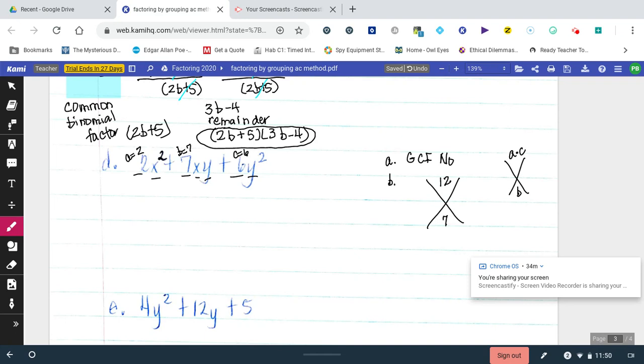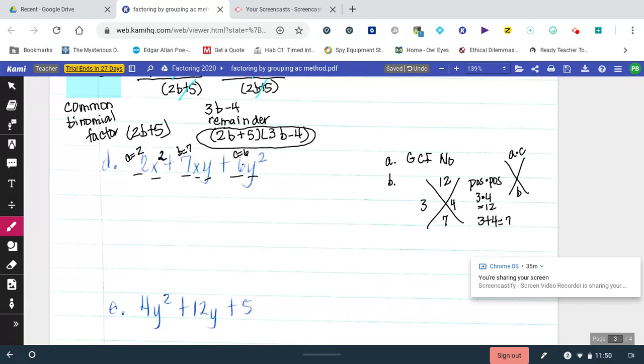All right, so you're going to think, okay, I got a positive on the top and a positive on the bottom. So that means I have a positive times a positive. That will have to be 3 times 4, which gives you 12, and 3 plus 4, which gives you 7. So you're going to use 3 and 4, okay?